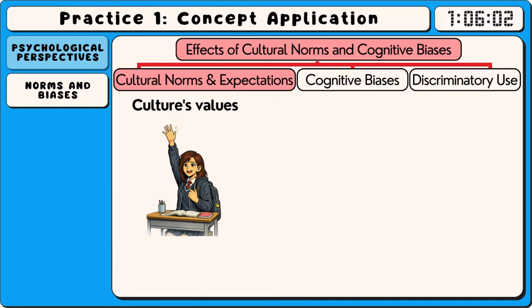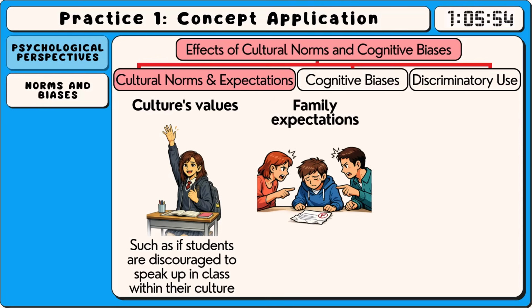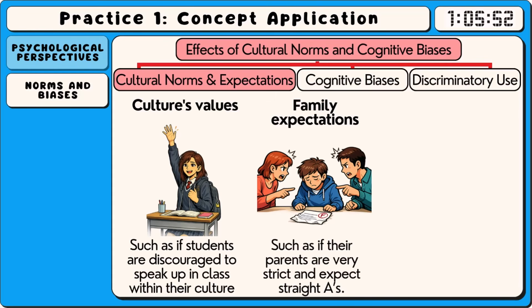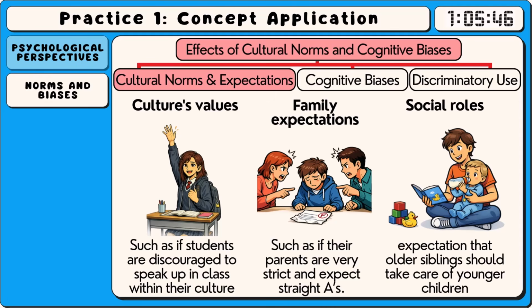Aspects to consider when thinking about cultural norms include the culture's values, such as if students are discouraged to speak up in class within their culture. Family expectations, such as if their parents are very strict and expect straight A's. And social roles, such as an expectation that older siblings should take care of younger children. Each of these often shape decisions and reactions.